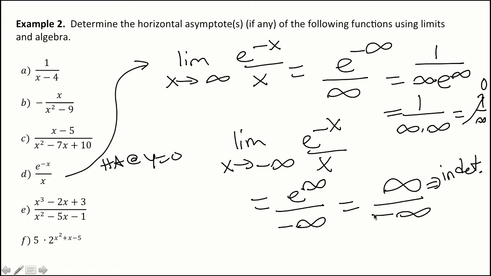Okay, we won't figure out how to determine these kinds of limits, where you have indeterminate forms of infinity over infinity, until the next chapter. So we won't cover it in this lesson or even in this chapter.